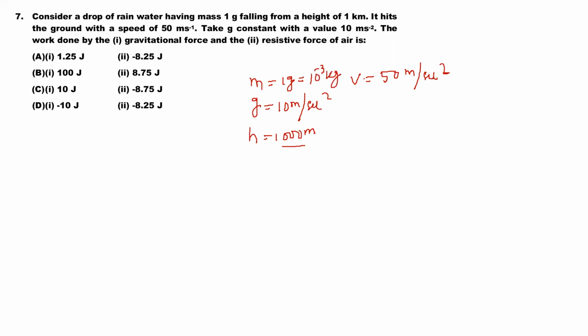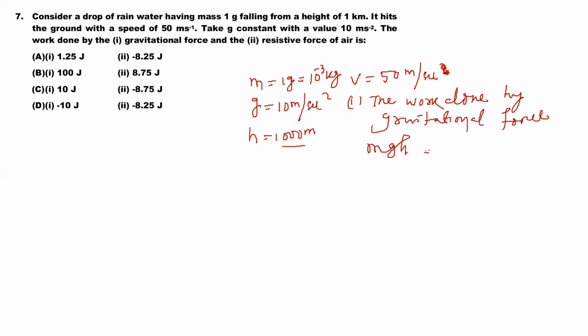Okay. So students, the work done by the gravitational force. The work done by gravitational force is mgh. That is equal to m is 10 to the minus 3, g is 10, h is 10 to the 3. So that is nothing but 10 joule. And students, the total work done by the gravitational force and resistive force will be equal to the change in kinetic energy of the raindrop.